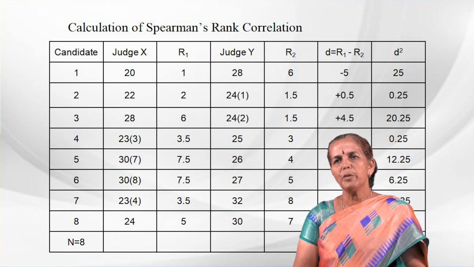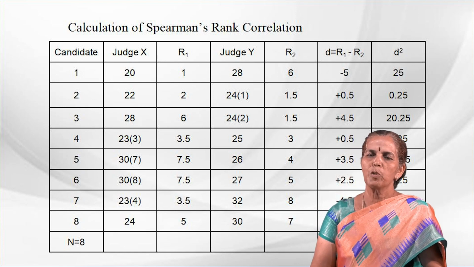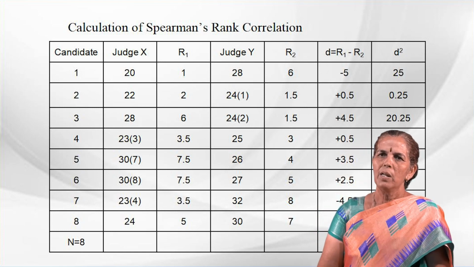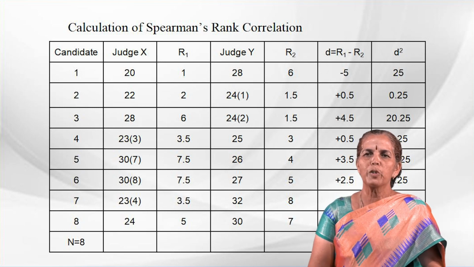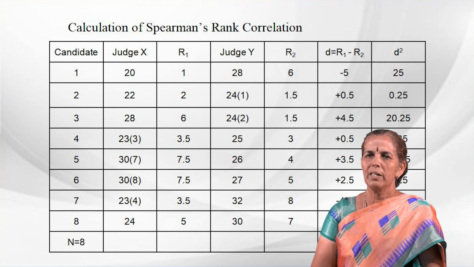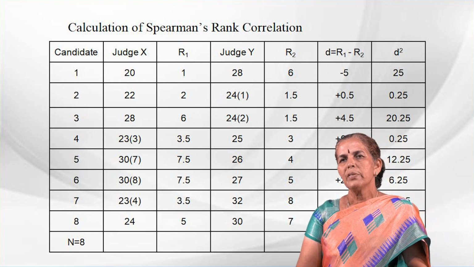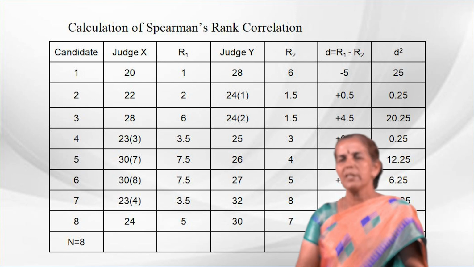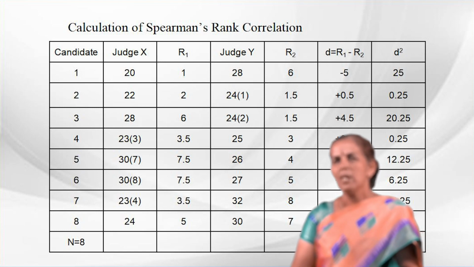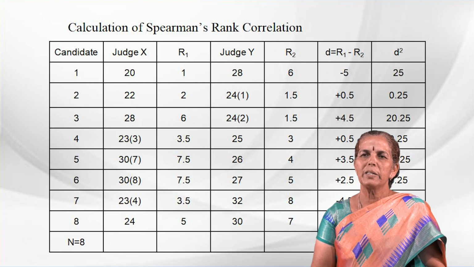Next value, we assign rank 5. That is, 24 carries rank number 5. Next 28 gets 6. Next 30 is also repeated 2 times, so we have to assign 7 and 8. Take the average of 7 and 8: 7 plus 8 is 15, divided by 2, we got the average rank as 7.5. This has to be given for those 30s.